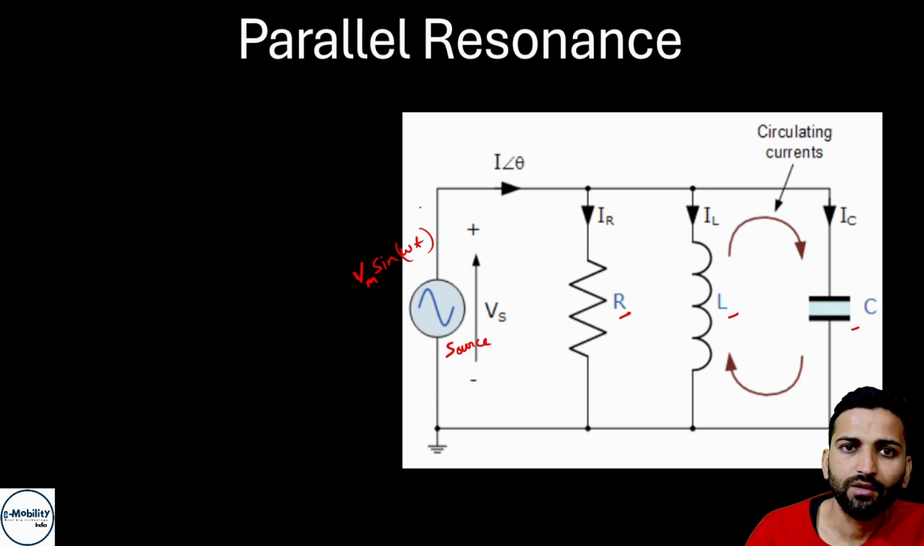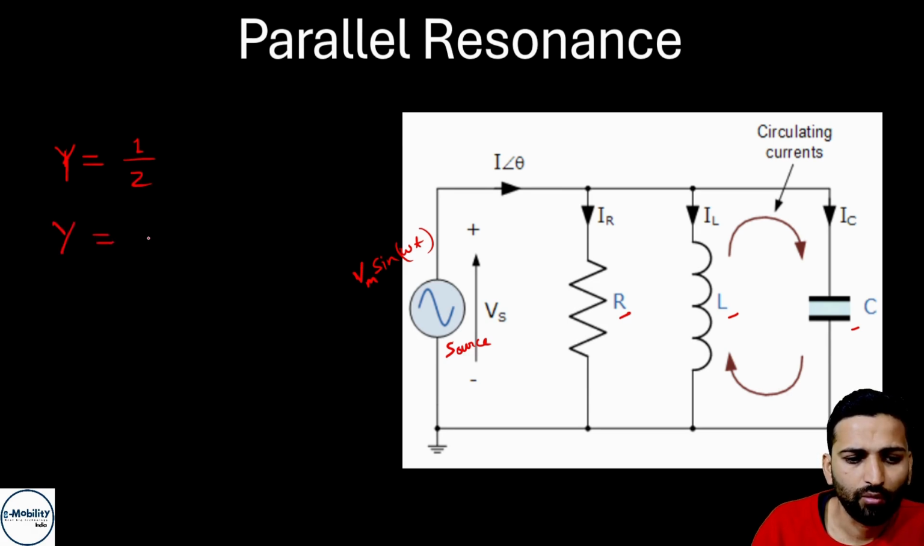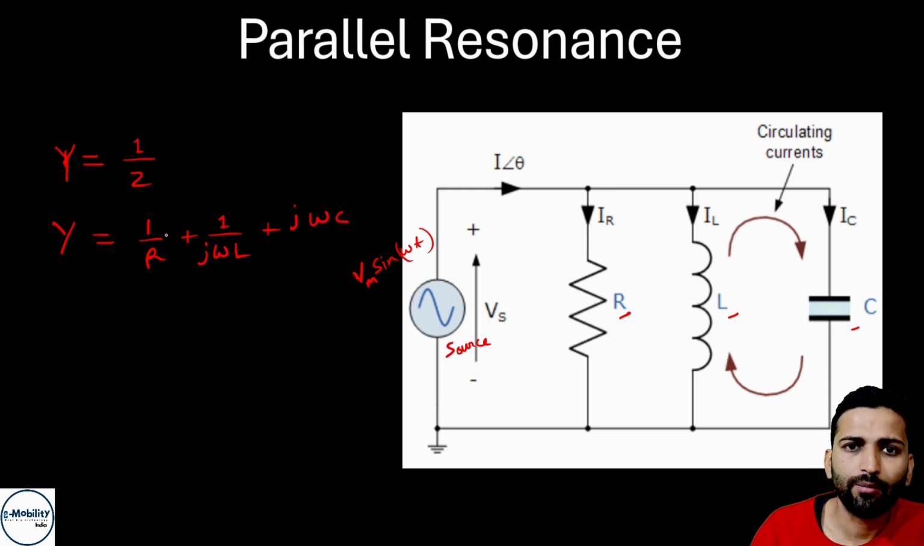So what is the condition for parallel resonance circuit? For that we will first be finding out the total impedance of the circuit, or total admittance is better. What is admittance? Admittance is 1 upon impedance. So what is the total admittance of the circuit? Y is 1 upon R plus 1 upon omega L with a J, plus J omega C. So this is the total admittance of the circuit.